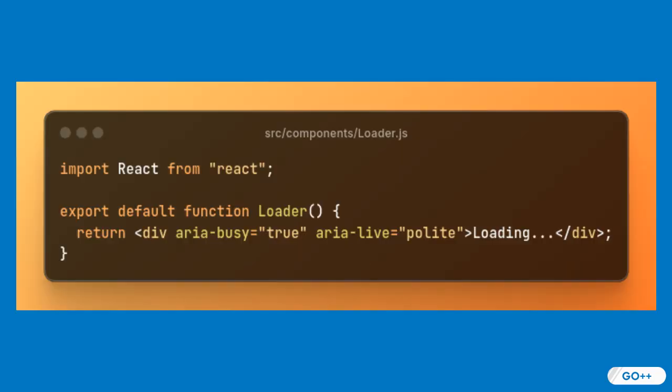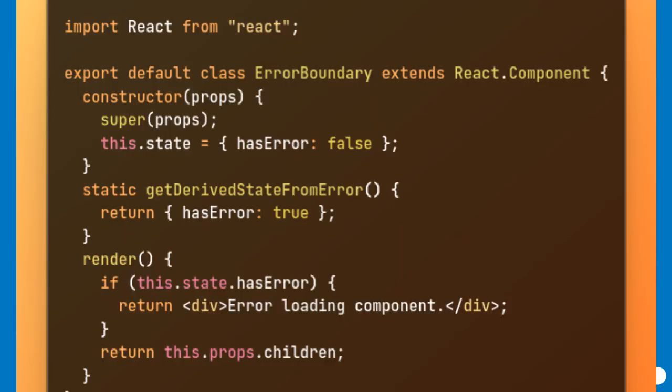This loader component provides a simple fallback UI while any lazy loaded component is being fetched. It ensures a consistent user experience during asynchronous loading. The error boundary component guards against errors during the loading of lazy components.